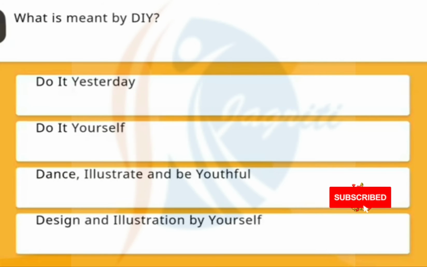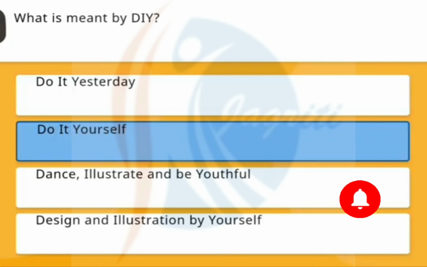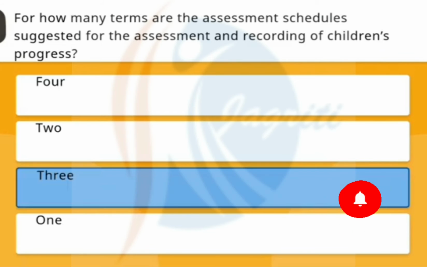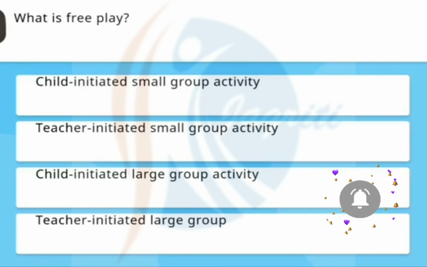Next, what is meant by DIY? Correct option is do it yourself. For how many terms are the assessment schedules suggested for the assessment and recording of children's progress? Correct option is 3. Next question, what is free play? Correct option is child-initiated small group activity.